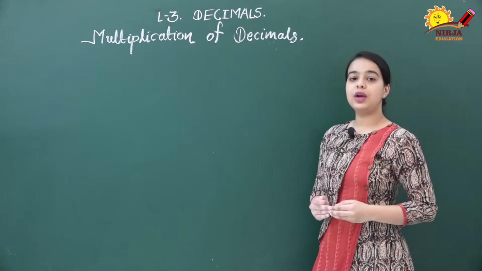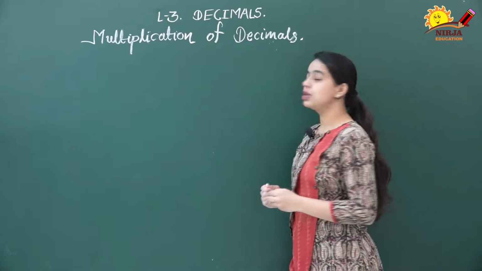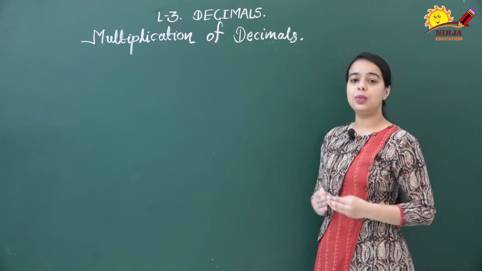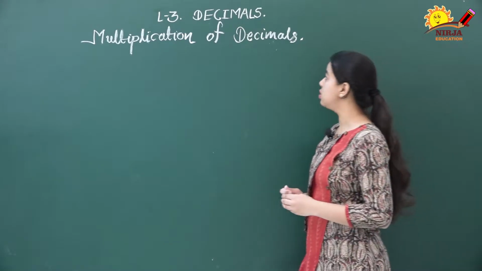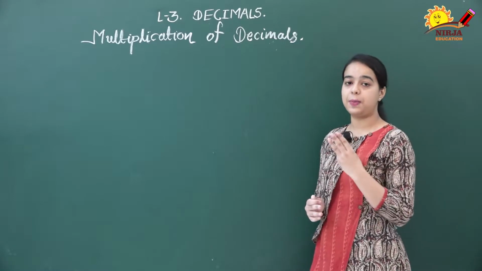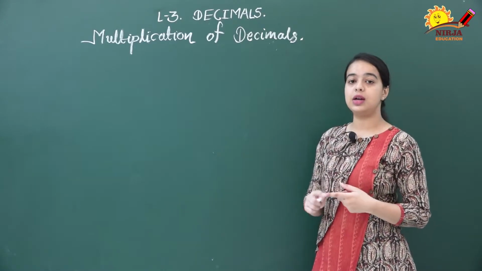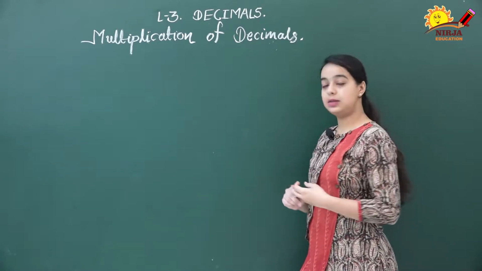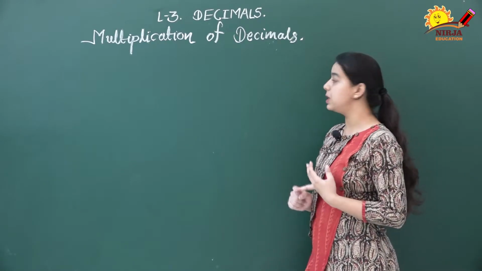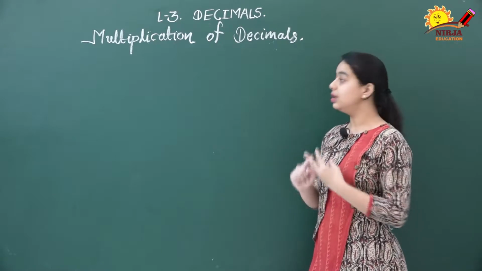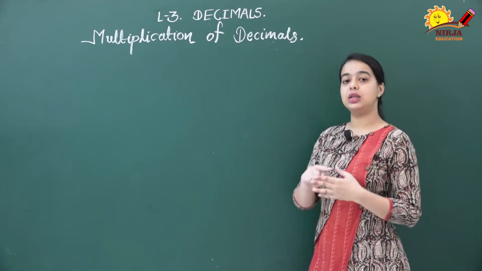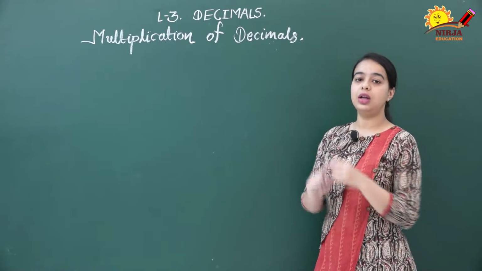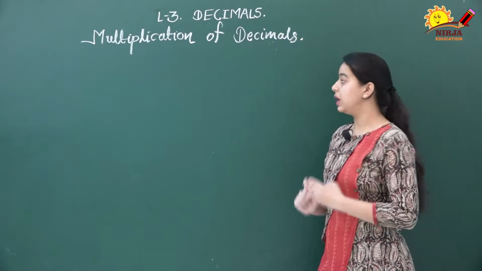Now, today we are going to discuss multiplication of decimals. Multiplication of decimals is very easy. In your textbook, the multiplication of decimals is divided into 3 parts: multiplication by 10, 100, 1000 and so on, multiplication of decimals with decimals, and multiplication of decimals with whole numbers. But in this session, I am going to explain all 3 parts by only one method. It is very simple. Now let's see.